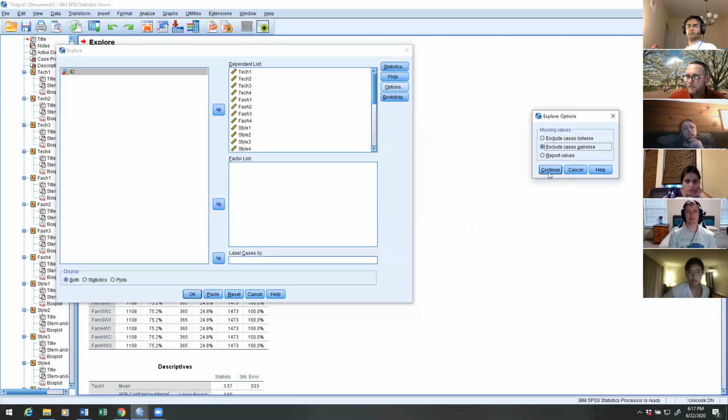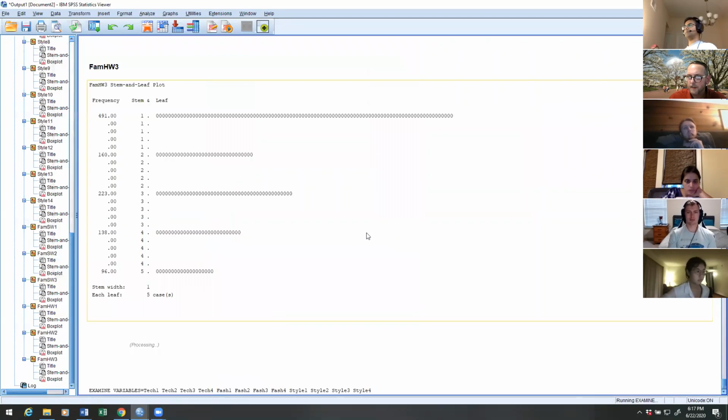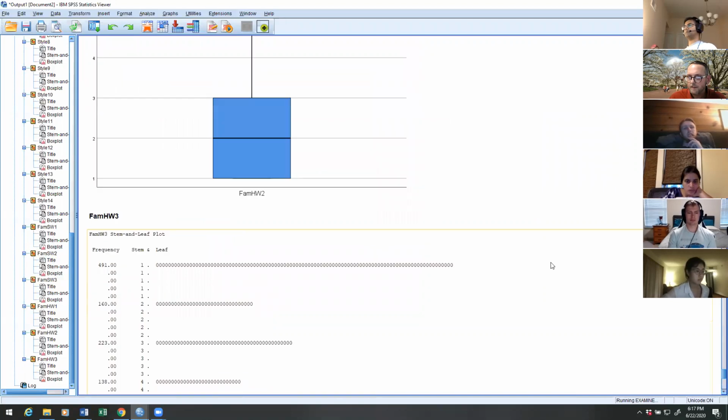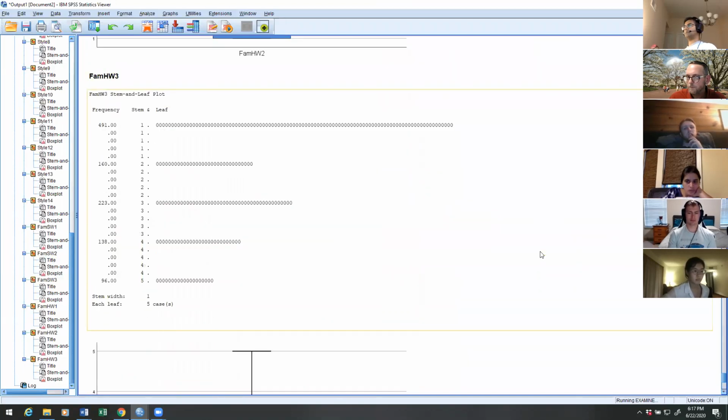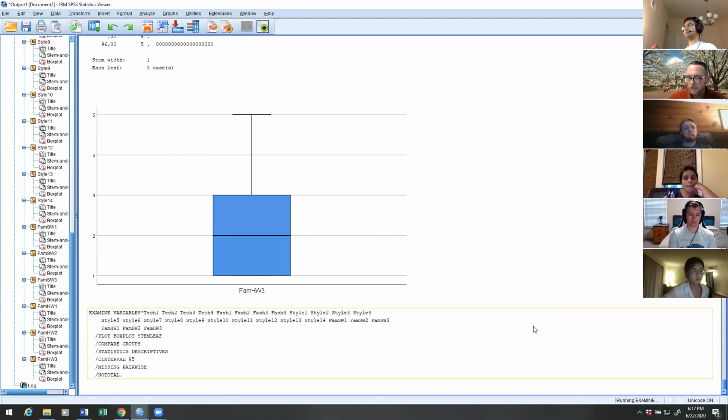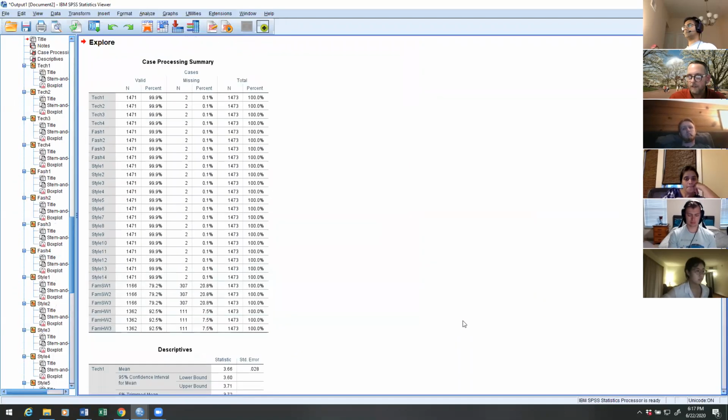Let's exclude this pairwise, and let's just see if that makes a difference. Oops. There we go. All right, that's better. That's what we wanted to do.